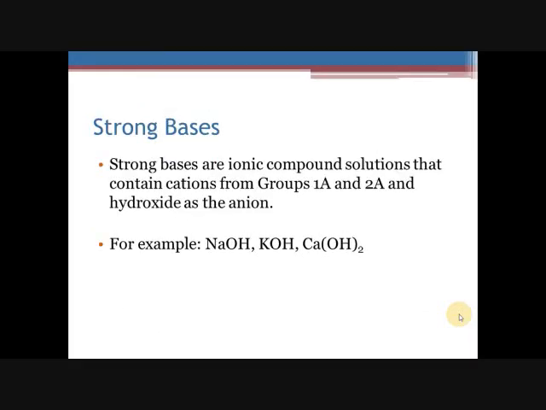Strong bases are ionic compounds that usually contain cations from groups 1A and 2A, and hydroxide as the anion. For example, sodium hydroxide and potassium hydroxide are two very common ones, and calcium hydroxide would be an example of a group 2A strong base. A good rule is that if it has hydroxide, OH, in it to start, it's going to be a strong base.